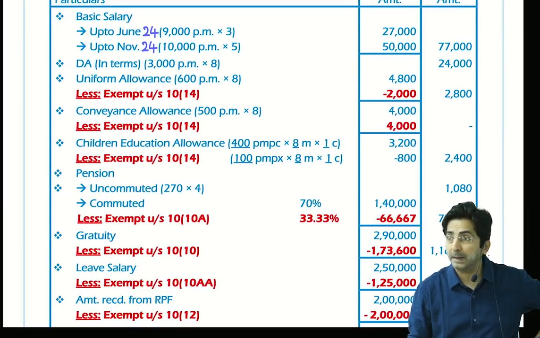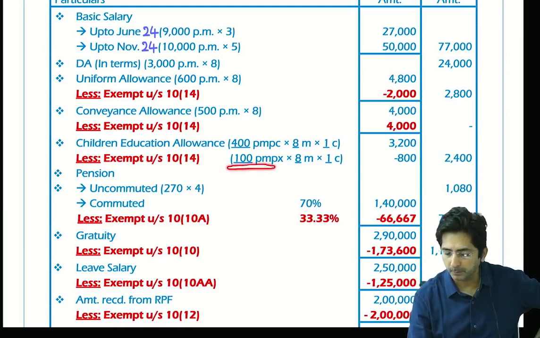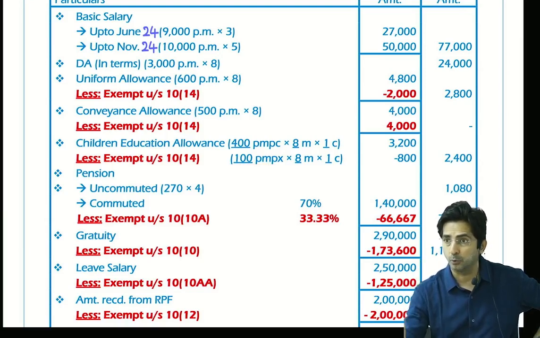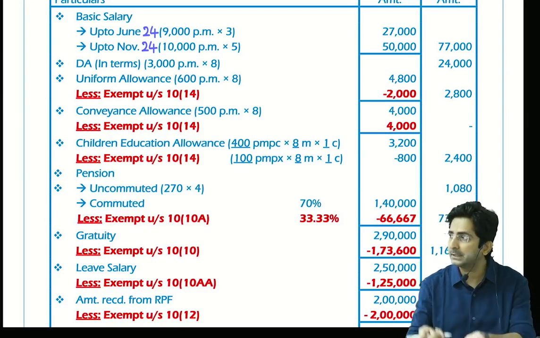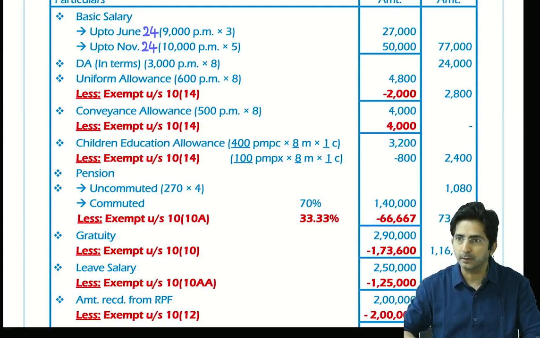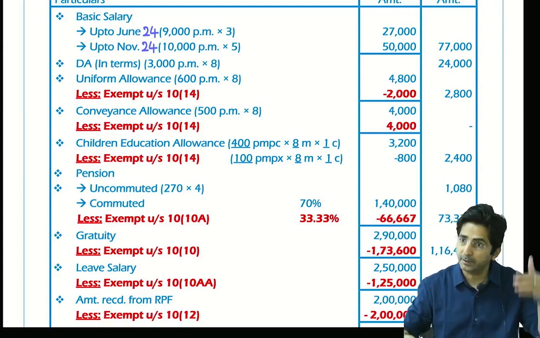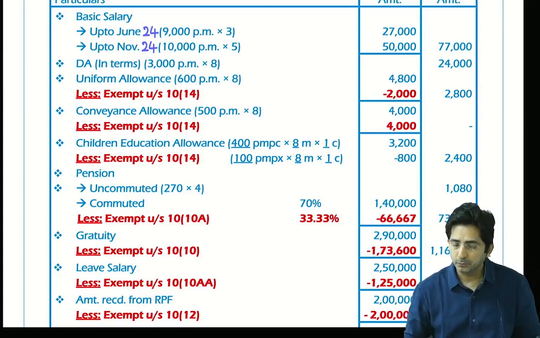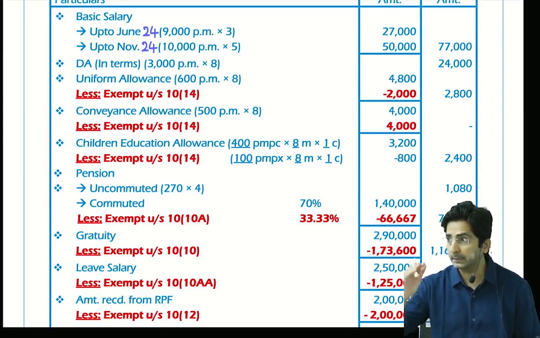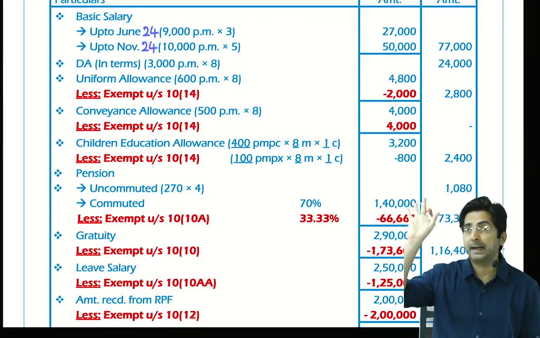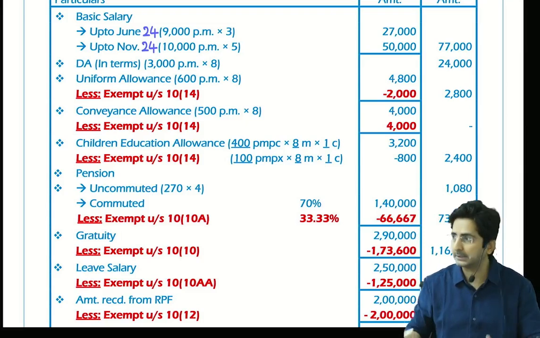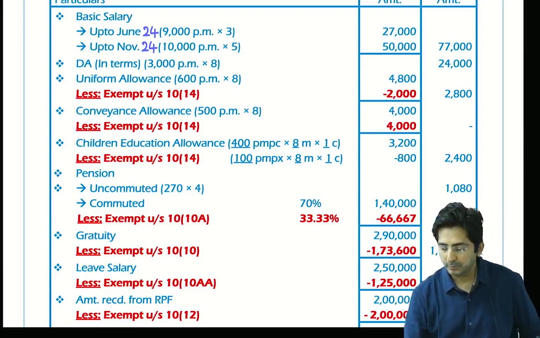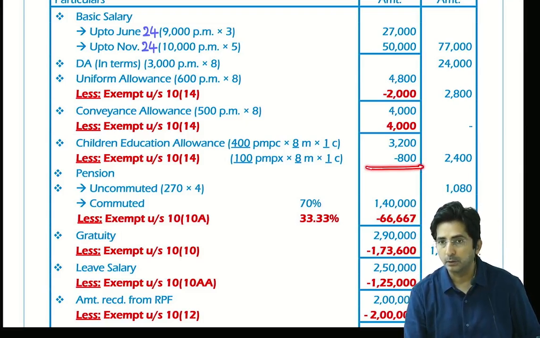As per rule it is maximum 100 per month per child. So 100 per month per child you will minus. And for children, what is the rule? Maximum 2. But if he is having only one child, so he will minus only 1. You cannot minus 2 when he is having 1. So, as I have already said, whenever there is a limit, it should not be more than that. If it is less, take less. So, that comes to 800. So, outer column it comes to 2,400.